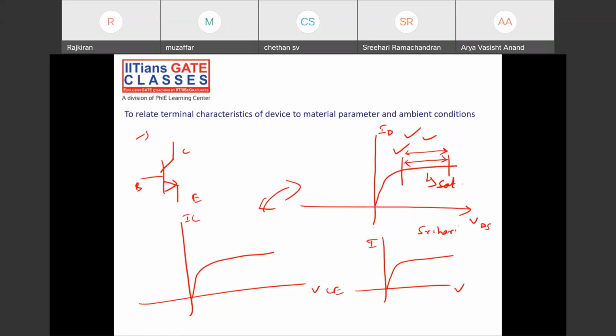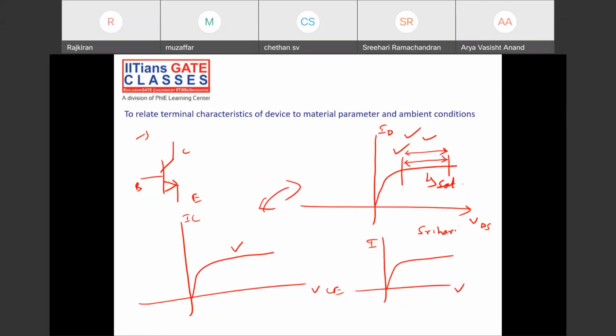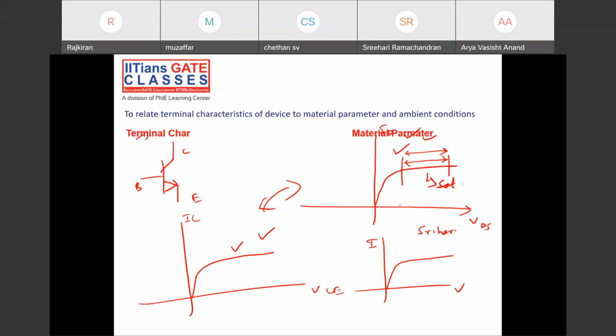So in this class, we will understand how to derive this characteristic from the physics, and also how to get this rectification from the physics. We will not use the diode as a circuit, but we will understand how this particular characteristic is coming. Clear? This is the objective of the course. At the end of the course, you will understand how this characteristic is coming, what is the physics behind the characteristic.